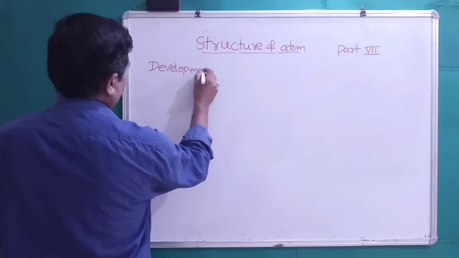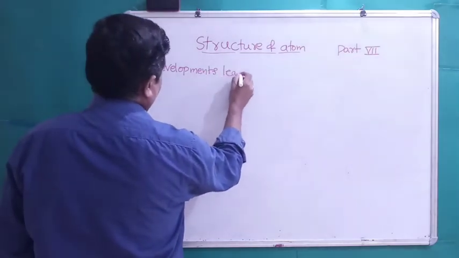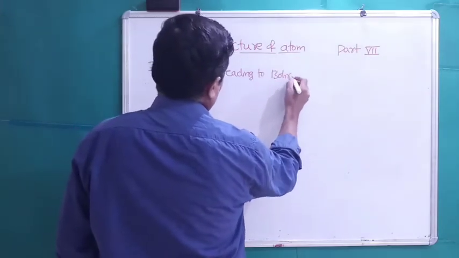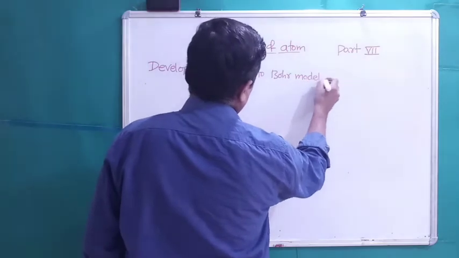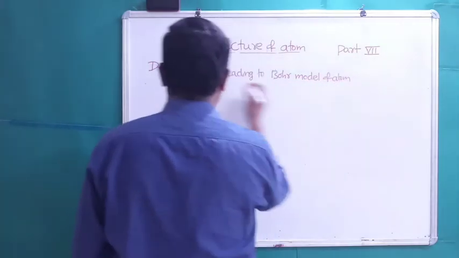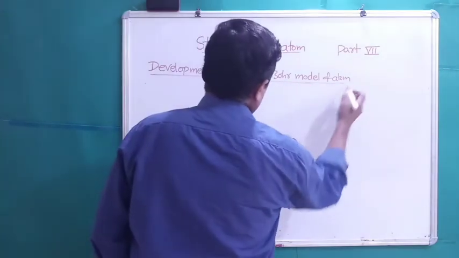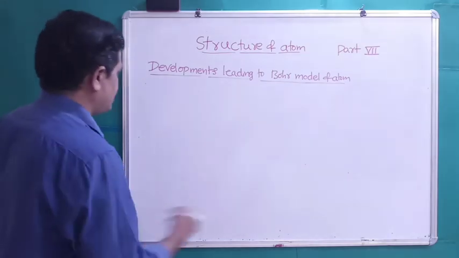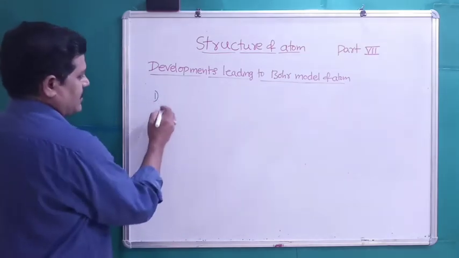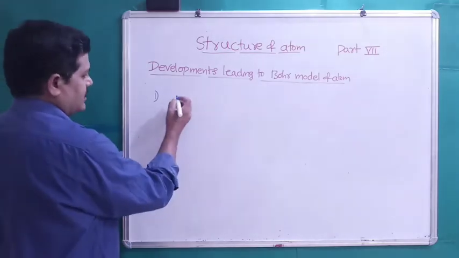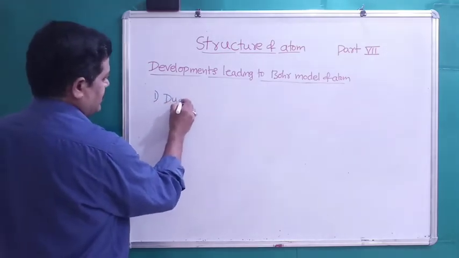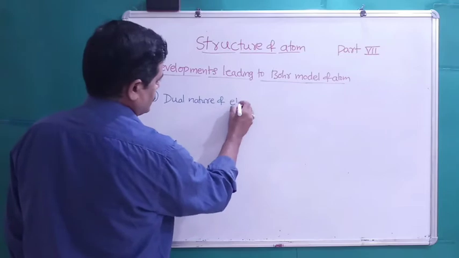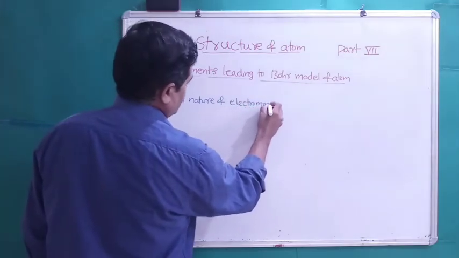Developments leading to Bohr model of atom. Mainly two developments are leading to the Bohr model of atom. First one is dual nature of electromagnetic radiation.